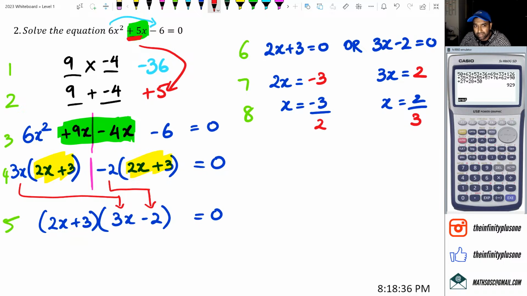So that's why, from line 2 to line 3, notice how this goes from 9 to 9x, and this becomes negative 4 to negative 4x. Because really, what's that plus 5? That plus 5 is an x. It has an x in front of it, doesn't it? And because it has an x in front of it, all I've done is split that 5x up into 9x and negative 4x.